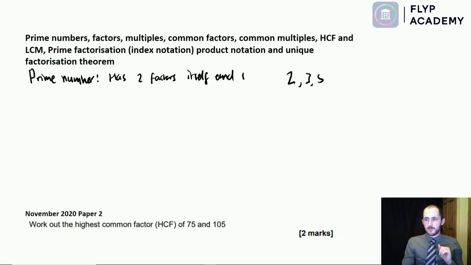Then you have 3, and so on. All of those numbers can only be divided by themselves and 1. Okay, and again, this goes on forever. If you notice, they get further and further apart as well.